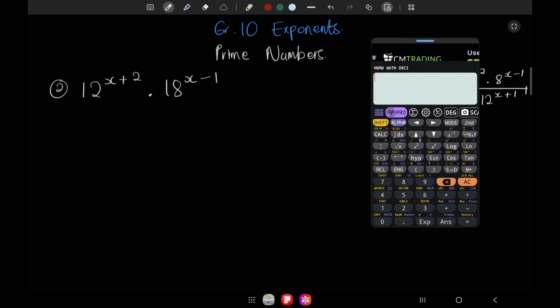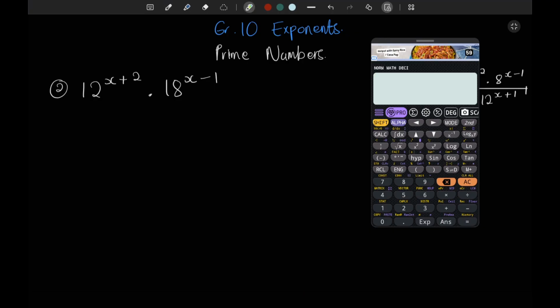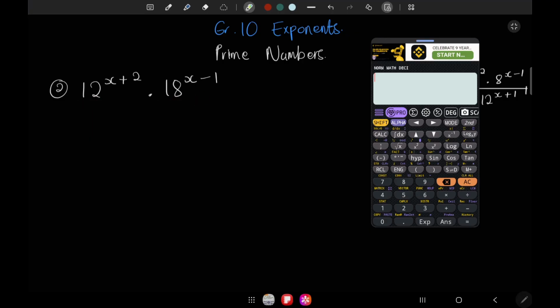We have 12 to the power x plus 2 times 18 to the power x minus 1. What should we do? We have to firstly check whether we have the same base. We have 12 and 18. We don't have the same base, so we can't apply any of our exponent laws. The two terms are multiplied, however, it's not the same base. So we can try to break down 12 and 18 and write them as a product of prime numbers.